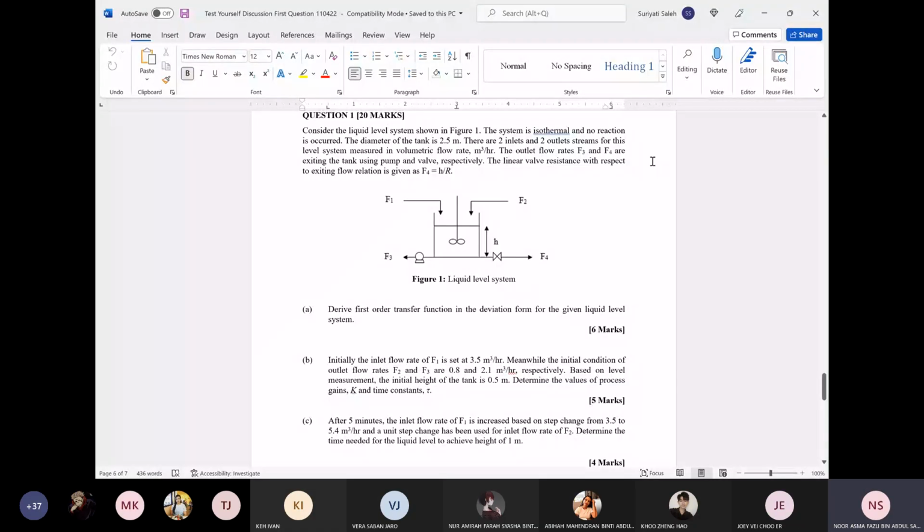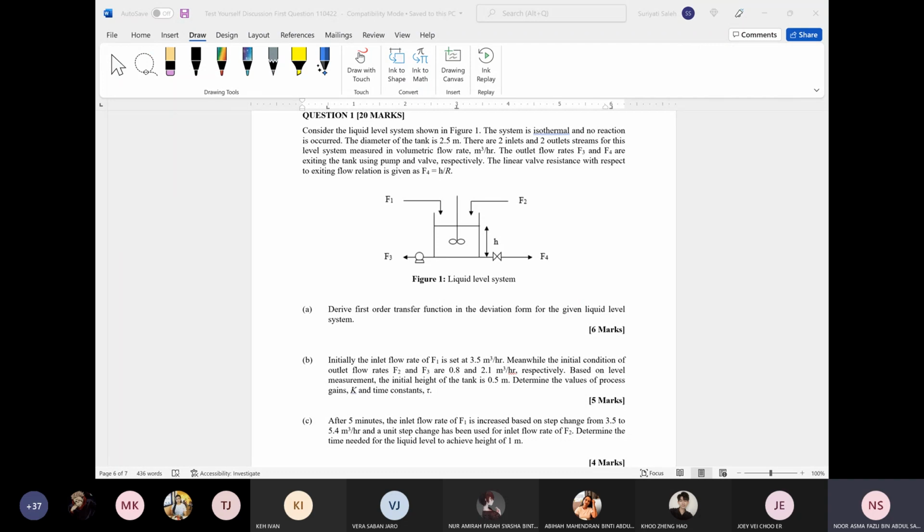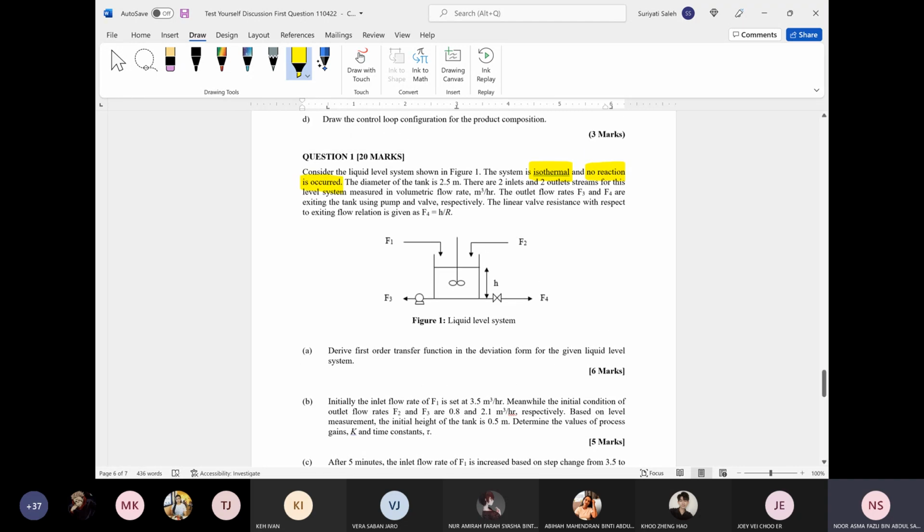Alright, so this is the question. In this case, the liquid level system is shown in Figure 1, and the system is isothermal. Isothermal means the temperature will not affect it. When it is isothermal, no reaction occurs. So this indicates that the energy balance and the component balance will not be used for this kind of question.